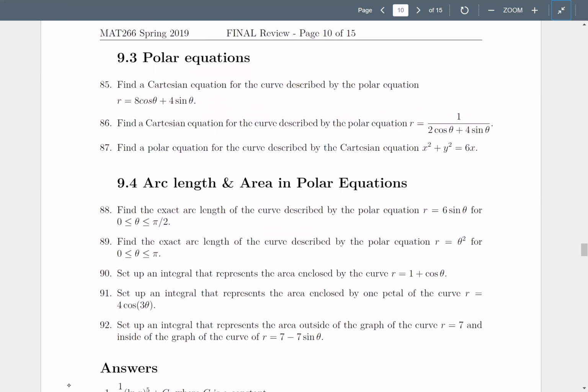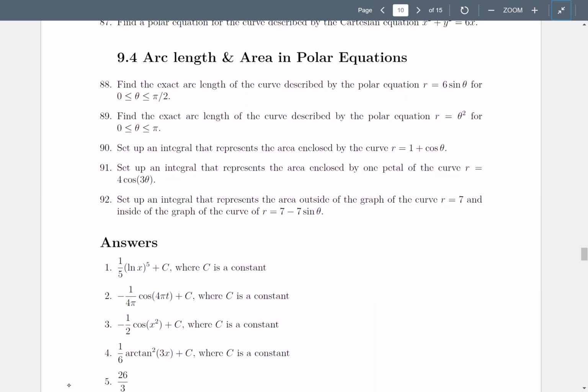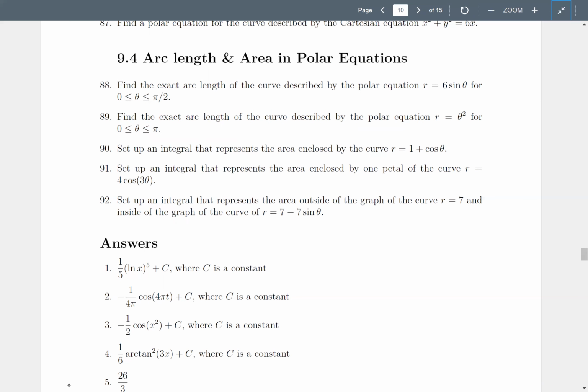Polar equations, I did right now in front of you, 85, 86, and 87. I did all three right now in front of you. Arc lengths, 9.4 has only two formulas, arc length and area. Square root of, I already forgot, r squared plus r derivative squared, that's arc length, and area, 1/2 integral r squared, that's area. Good, that's all, check it out, very good.